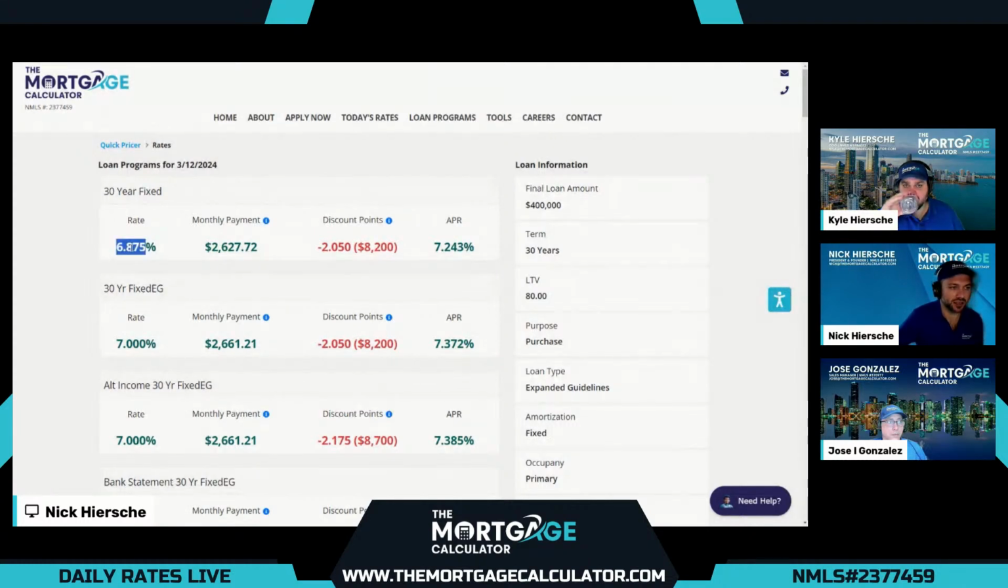So best option here at the top, 6.875 rate for a bank statement option for 2.05 discount points and costs, puts the final APR at 7.243. So you see here we're about half a point from conventional, which is amazing. So our customers that need to use these options, it's almost the same as conventional, just a little bit more. And we'll obviously allow our customers to get that home that they really want.